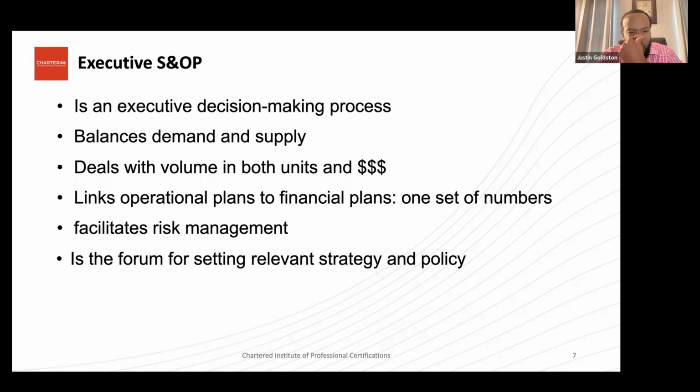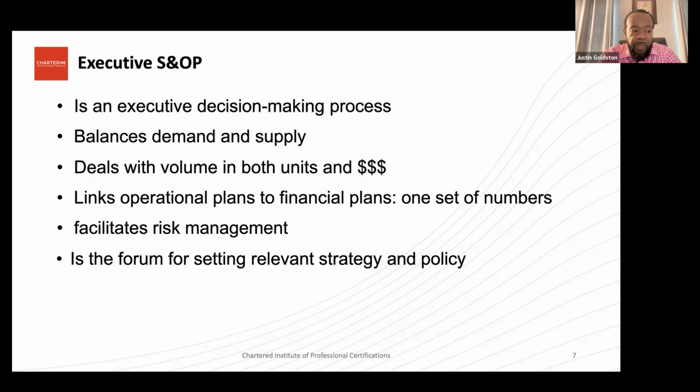So the executive will also take that operational plan, that tactical plan, that short-term plan, and link it to that long-term strategy or that long-term financial plan. And once again, we all have to come to a consensus so that we're looking at one set of numbers. We also need to facilitate risk management. Risk management is one thing that we're going to talk about a lot within this session. So we want to mitigate our risk due to supply chain disruptions.